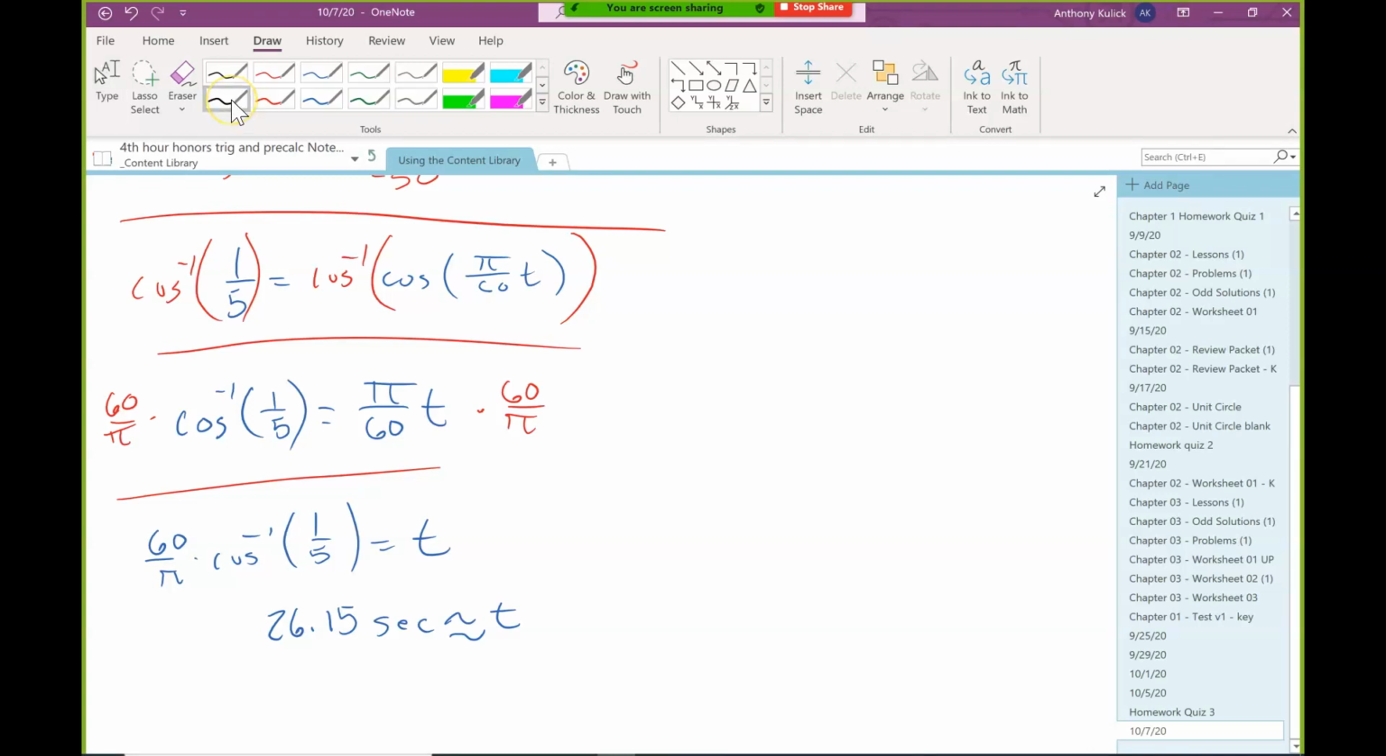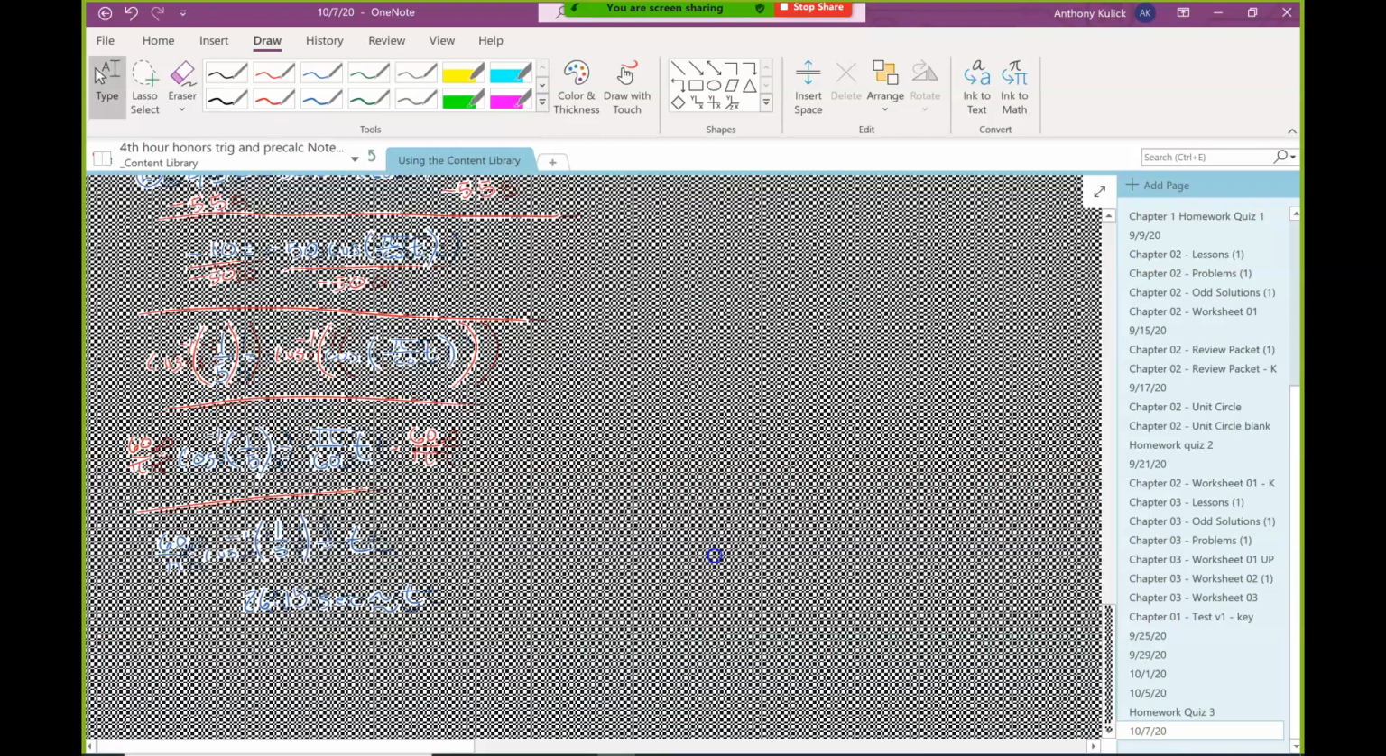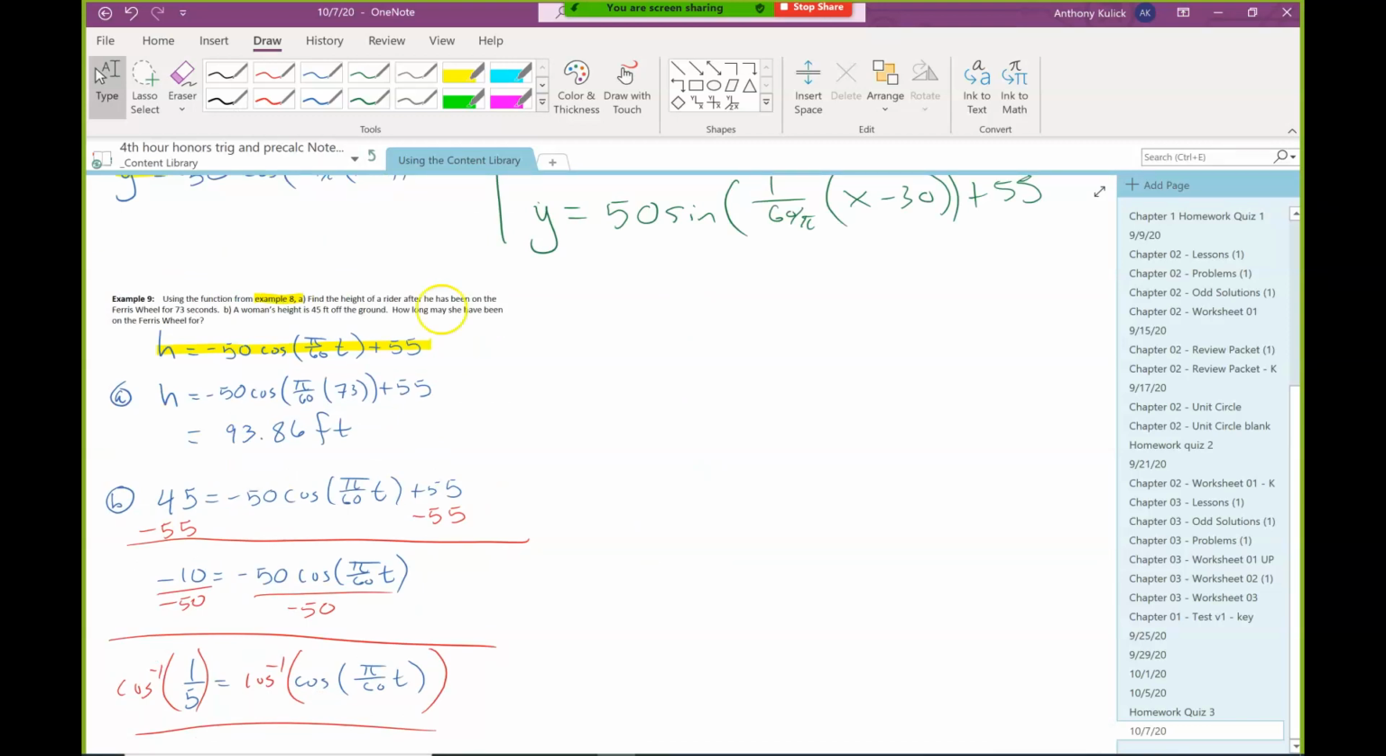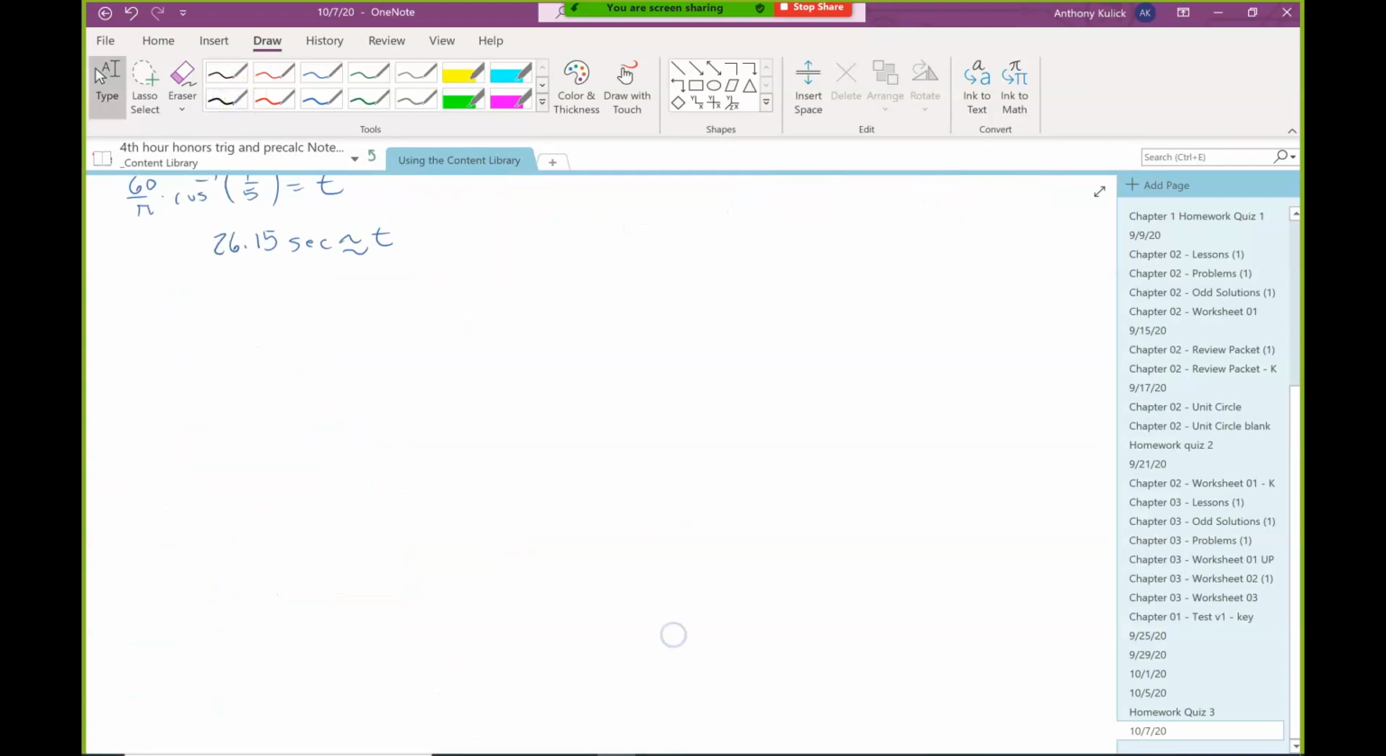Can I ask a follow-up question to this? Did you find the wording for part B a little strange? The wording for question B? Specifically, it said how long May should have been on the Ferris wheel. Do we know that she was on for 26.15 seconds? No, why not? Megan? Yeah, so this could be her second trip around.